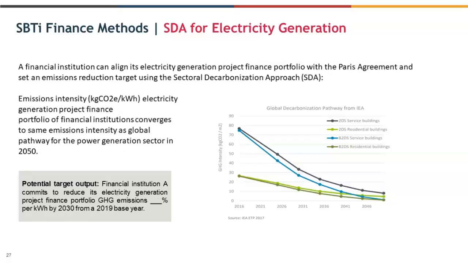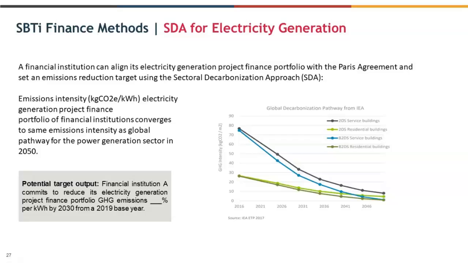We also have a similar example here for electricity generation. It's the same principle where instead of per square meters, in this case, you'll be looking at the output from the power generation sector, which is a kilowatt hour or a megawatt hour. So companies in this case can set targets based on their investments in the electricity generation sector, where the financial institution will be committing to reduce the electricity generation project finance emissions X percentage per kilowatt hour by a certain target year from a certain base year.